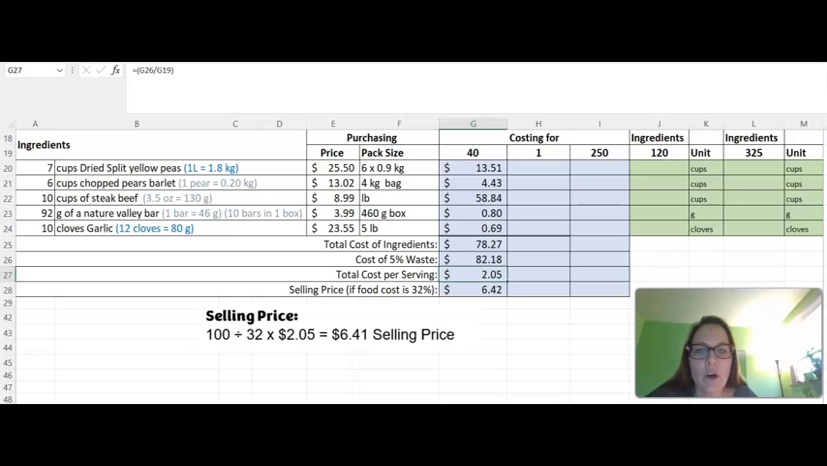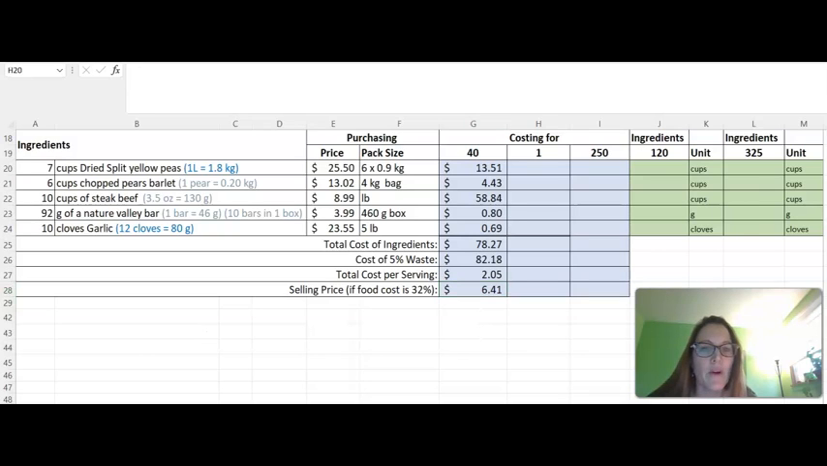To fix this, I need to go back into my total cost per serving and I need to add round down. Then I'm going to add the 2 decimal places and press enter. And there we have it. We fixed our selling price to $6.41.